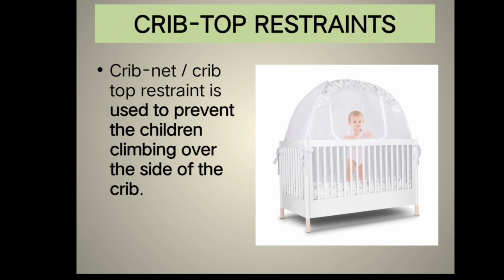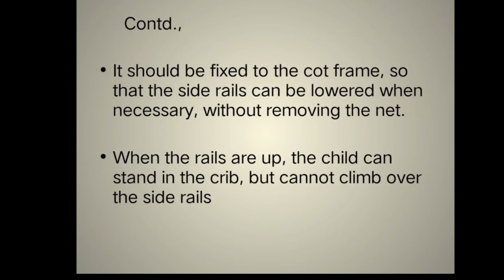Next is crib top restraints. The crib top or crib net restraint is used to prevent the children from climbing over the side of the crib. So if a baby is standing in the crib, we have to prevent climbing over the crib. That is known as crib net restraint. It should be fixed to the cot frame so that the side rails can be lowered when necessary without removing the net. When the side rails are up, the child can stand at the crib but cannot climb over the side rails. So this is the crib net restraint.